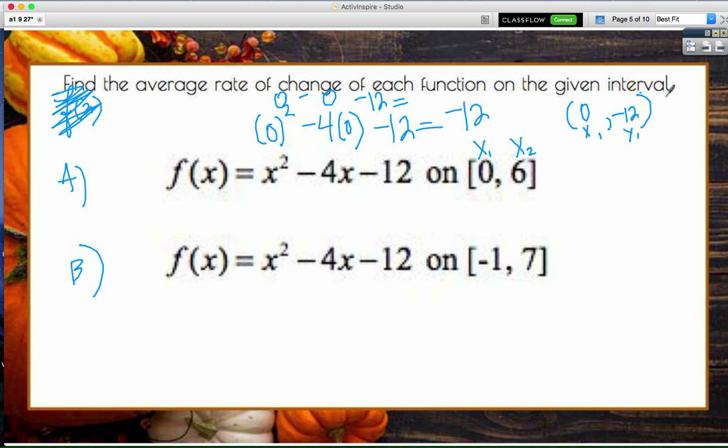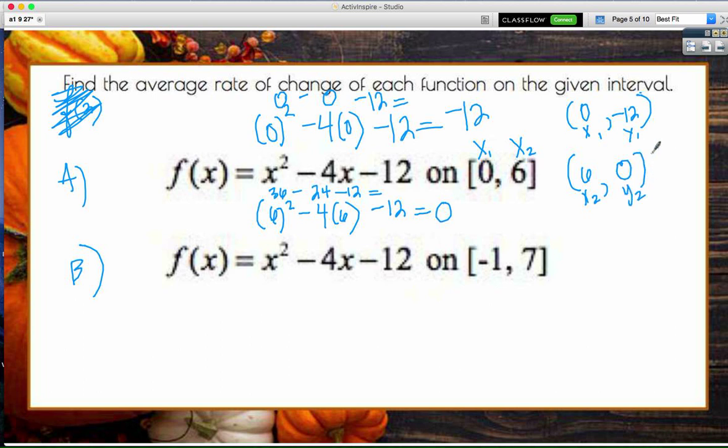And then you do it for 6. Then we got to go back and find out what is the other ordered pair, so we're going to plug in 6. So we've got 6 squared minus 4 times 6 minus 12. So 6 squared is 36, minus 4 times 6 is 24, minus 12. The answer would be 0. So our other ordered pair, when we put in 6, we got out a 0. Input, output. Inputs x, outputs y.